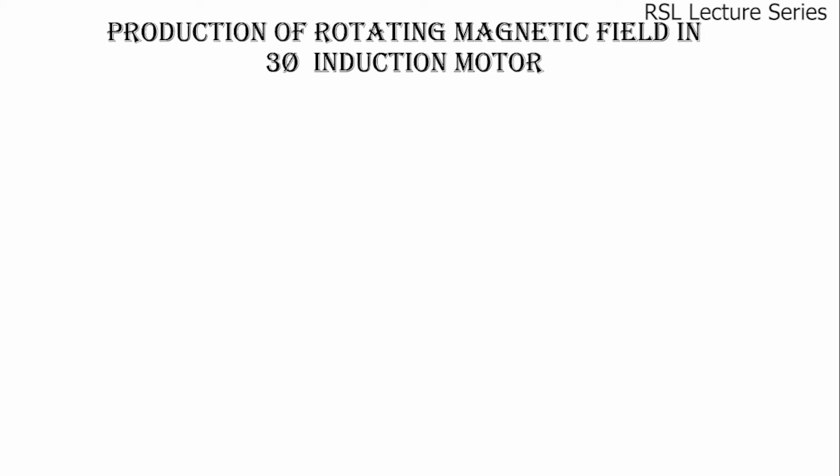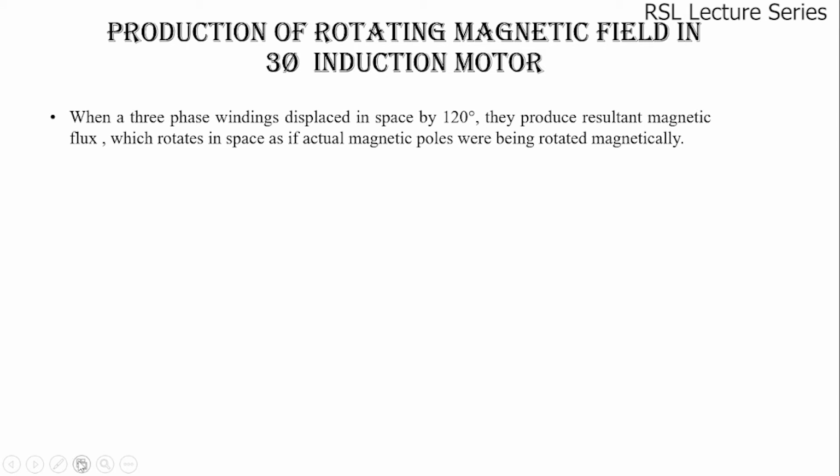In this lecture, we are going to discuss the production of rotating magnetic field in three-phase induction motor. In a three-phase induction motor, the stator comprises three-phase windings. Those windings are displaced by an angle of 120 degrees. If a three-phase AC supply is given to such windings, it will produce a rotating magnetic field.